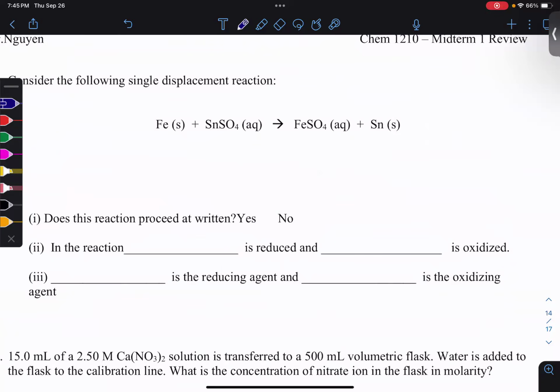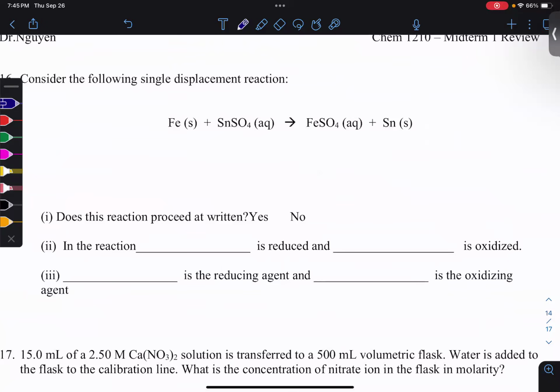Let's look at the single displacement reaction. What's oxidized and what's reduced? My strategy is to get the oxidation numbers of everything and track those numbers. So iron solid, what's its oxidation number? 0. Let's do the easy ones first. What else has a 0? Tin. Think charge and you'll be right.